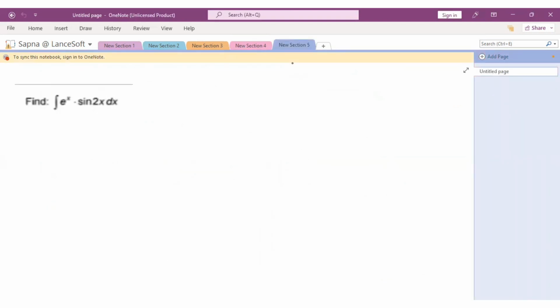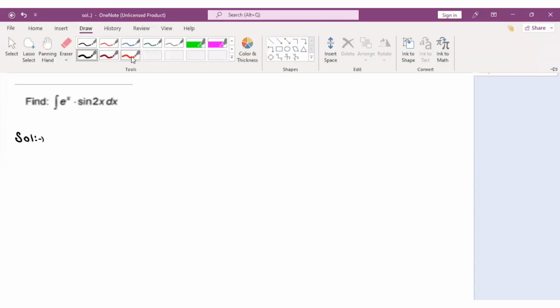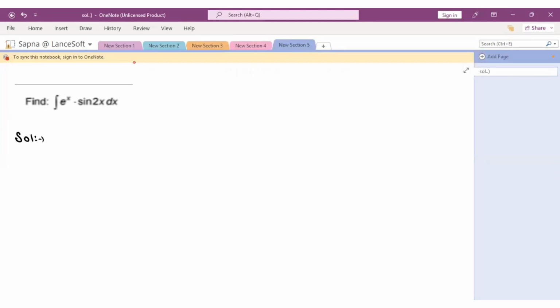Here we need to find the integration of e raised to x sine 2x dx. Basically here you can see that we have a product of two functions. So we are going to use a formula, and let me explain the formula.